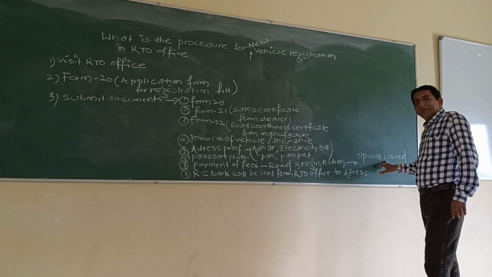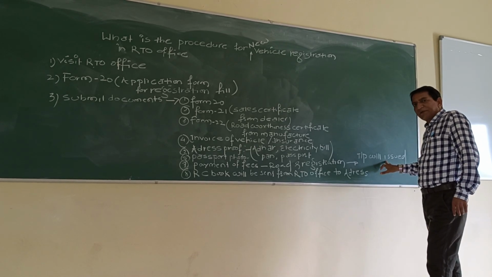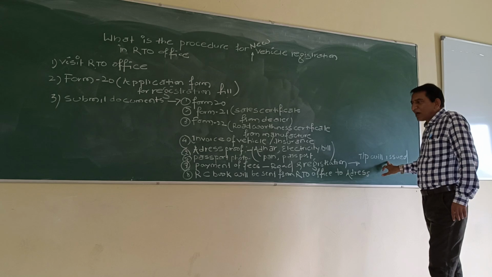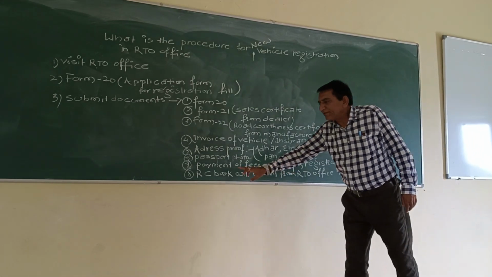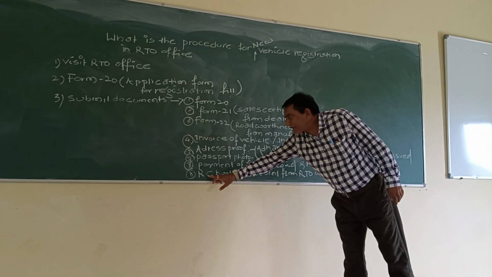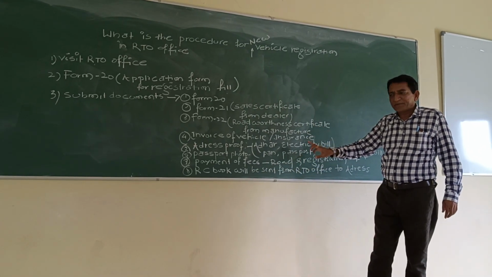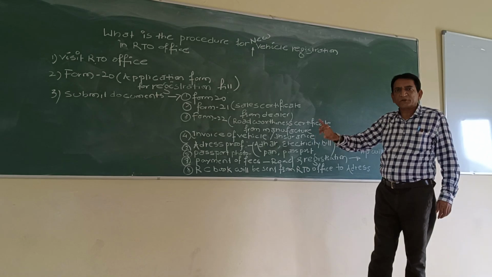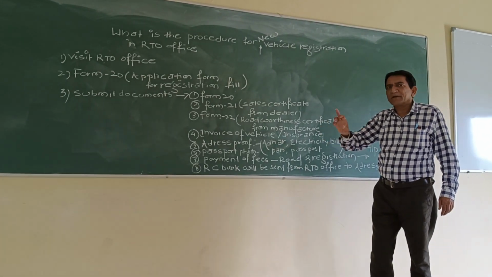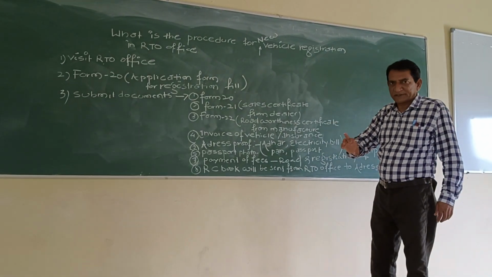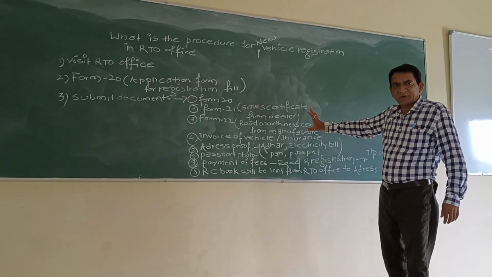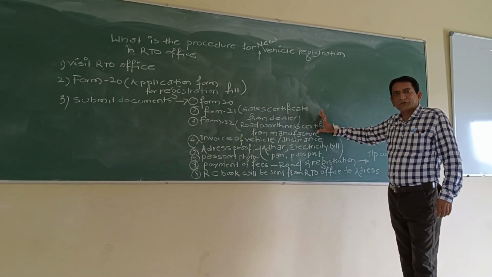This will be valid for one month. After one month, they will issue a permanent RC book from the RTO office. This RC paper is posted by courier to your home address. These are the simple procedures you have to go through.